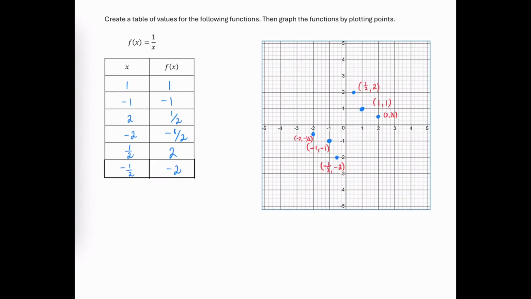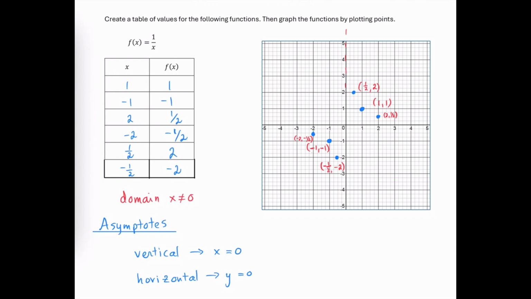Now it's starting to take shape a little bit, but what we want to notice with this reciprocal function is that it also has two asymptotes. We have a vertical asymptote at the line x is equal to 0, and we have a horizontal asymptote at the line y is equal to 0. Remember, we said our domain restriction was that x could not be equal to 0, and the way that manifests on the graph is that we actually get a boundary there, or an asymptote, a line that we cannot cross.